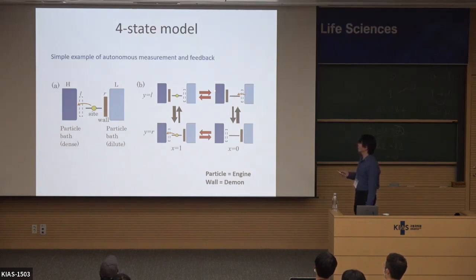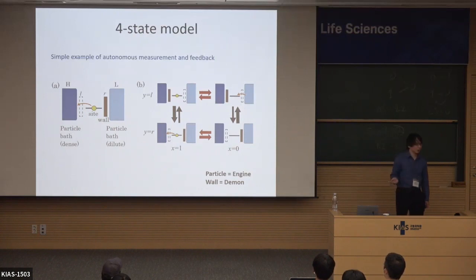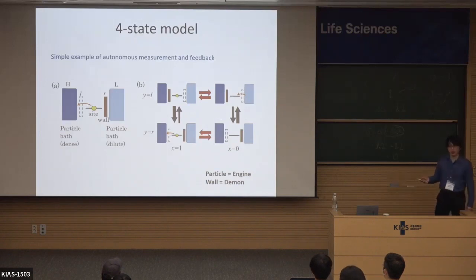Then the particle cannot go into the site from this dense reservoir, and instead the particle can come in from the right dilute reservoir. So this makes it happen to carry the particle from the dilute bath to the dense bath. This is a typical Maxwell's demon setup.